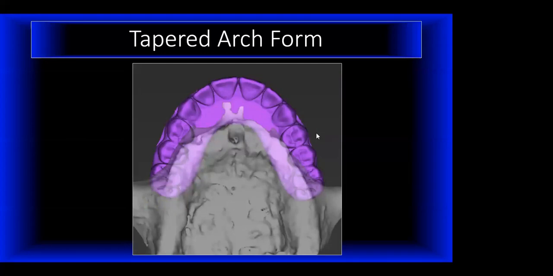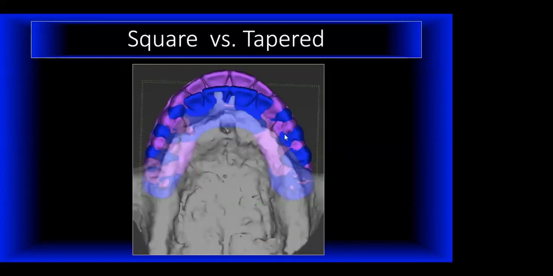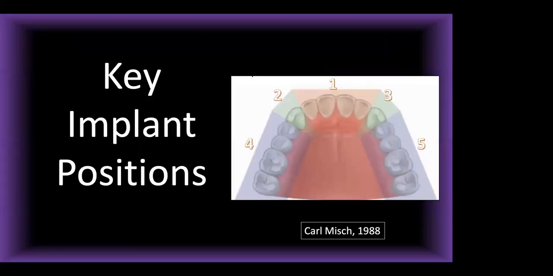Whereas on this one, same residual ridge arch form, but look at how much that is cantilevered out to the facial. So it's a huge tapered arch form, which is really significant. So this is a larger cantilever. With that being said, the most non-ideal arch form is a tapered. We need more implants to counteract that anterior cantilever. Whereas a square arch form, we need less implants.